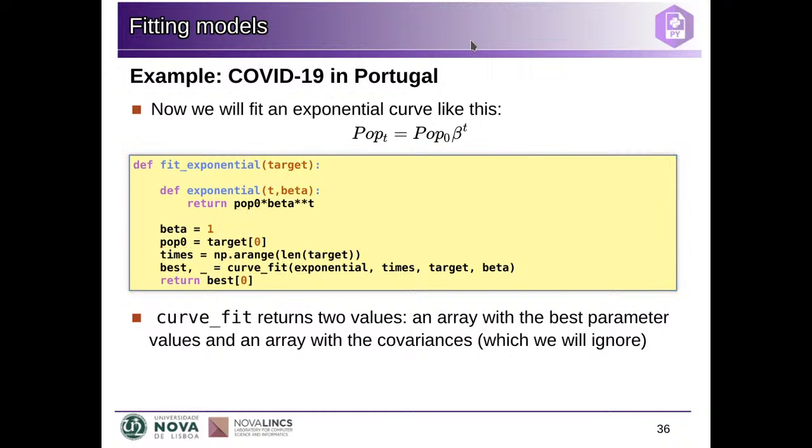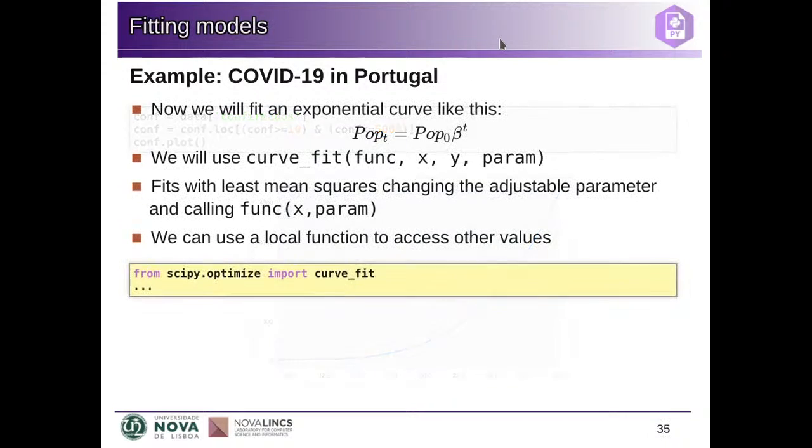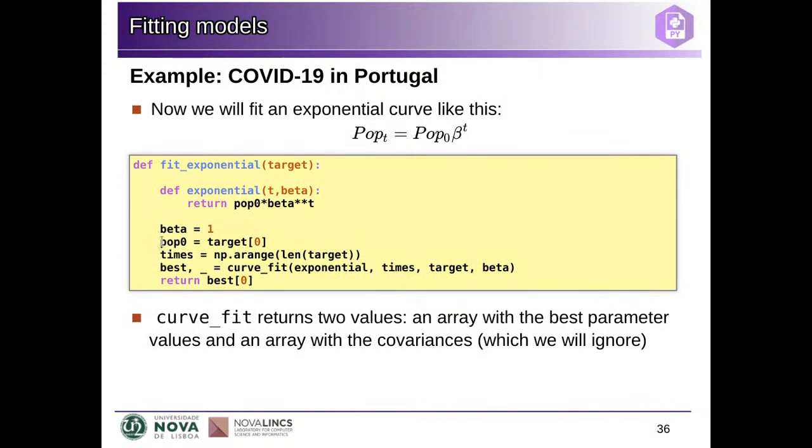The target is the actual number of infected people on each day. And we are going to start with the population 0 equal to the first value on our target array. So the first value for the infected population is the initial infected population.